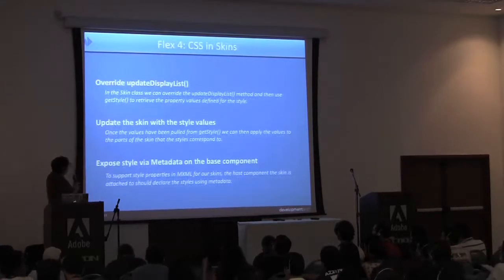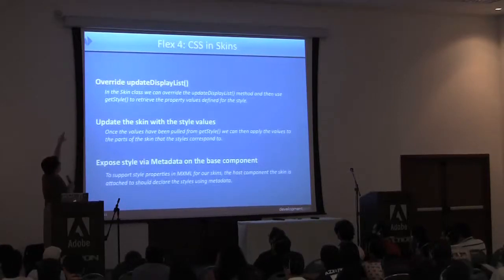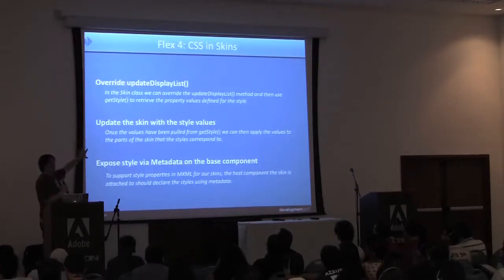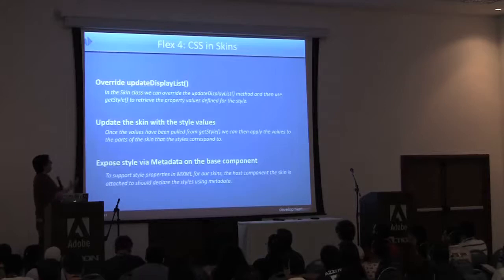And so what we can do in our skin, we can override update display list. And at that point, in update display list, we can call get style to get our values. And then we can use that value and apply that to our skin's children. So what happens is, let's say I have a background that's being drawn on stage. I can say when the update display list changes, that means that I've changed state.